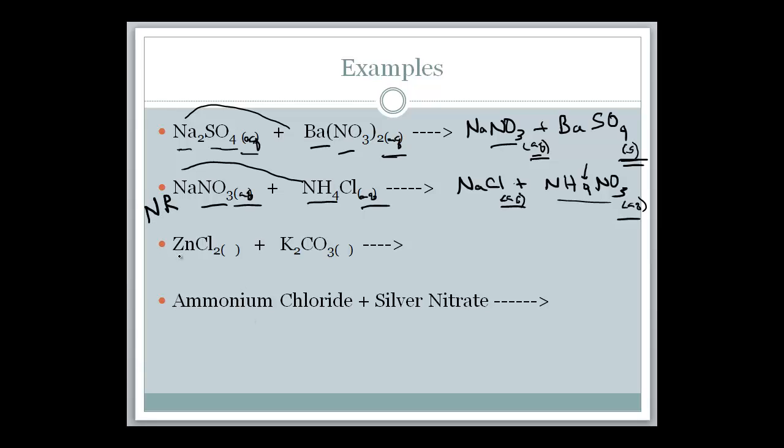Let's take a look at the next one. We've got zinc chloride. If you look at your solubility rules, you'll see that chlorides are soluble. There's a few exceptions, but zinc is not one of them. So aqueous. Carbonates are generally insoluble, but it's with a group 1 metal, so it's soluble, so AQ.